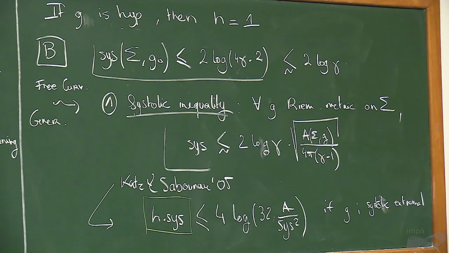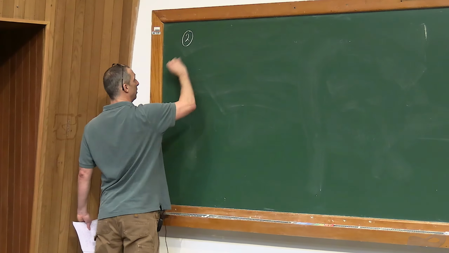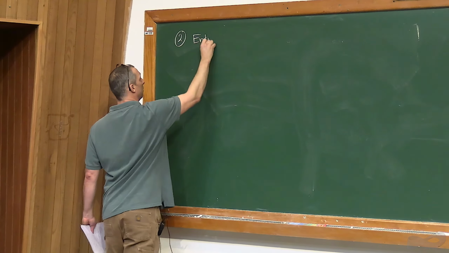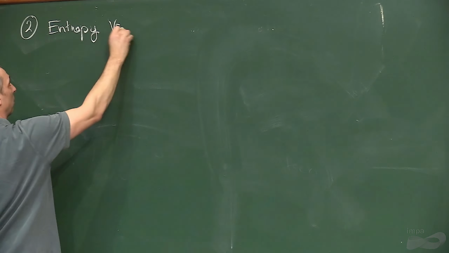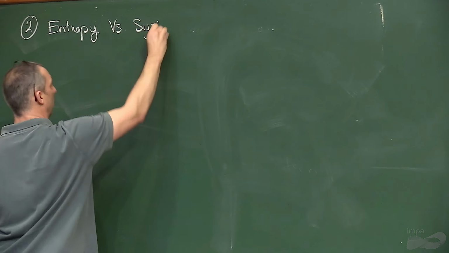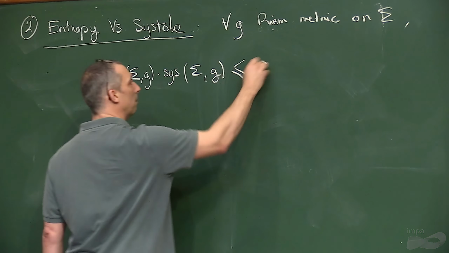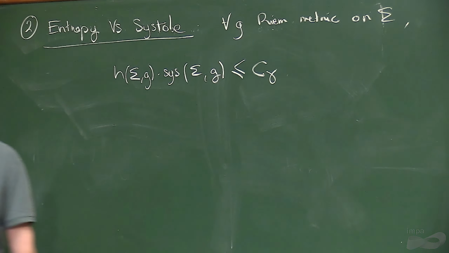So you have the following theorem. This is the second generalization. This is entropy versus systole. And it says that, like always, for any Riemannian metric on your surface, the volume entropy times the systole is bounded by some constant that depends only on the genus.